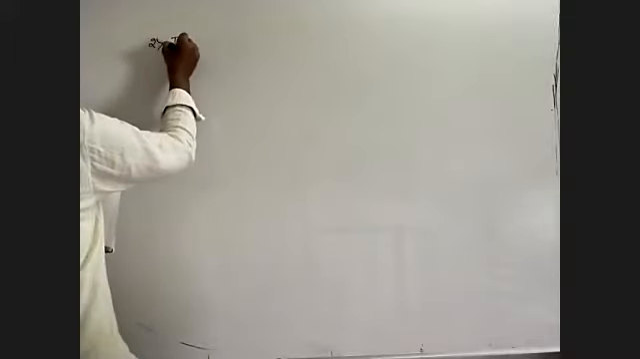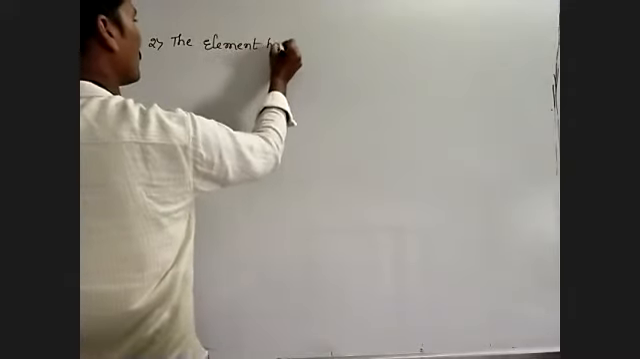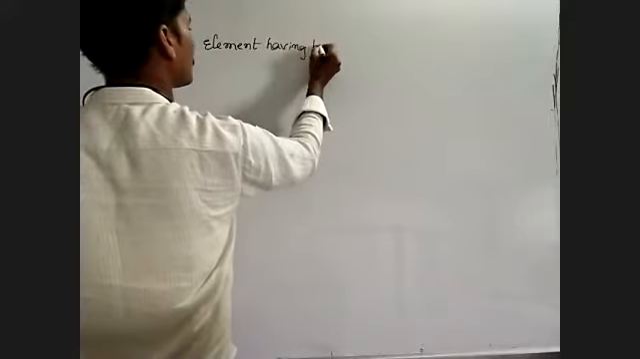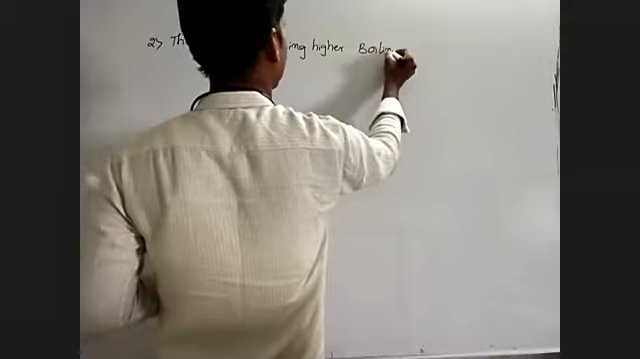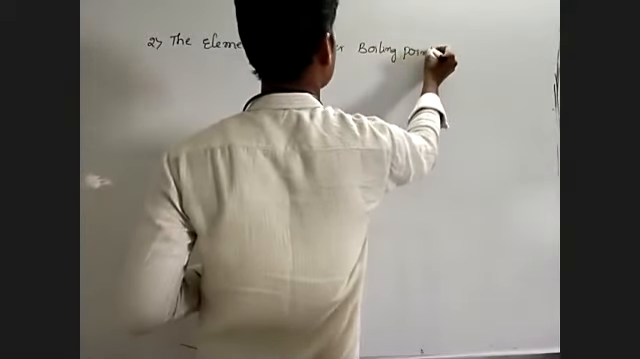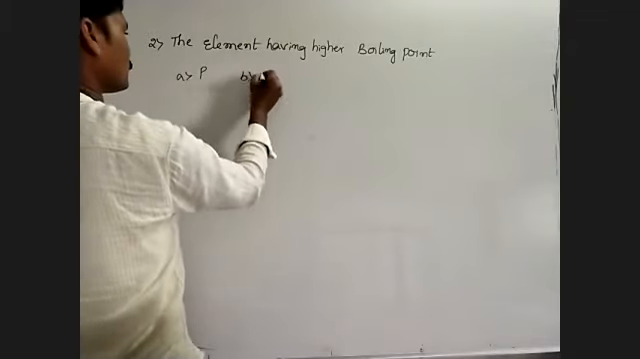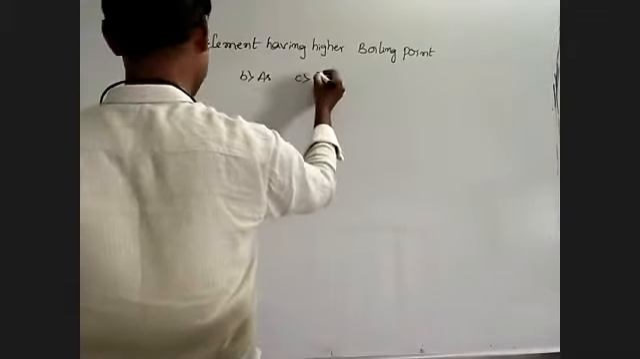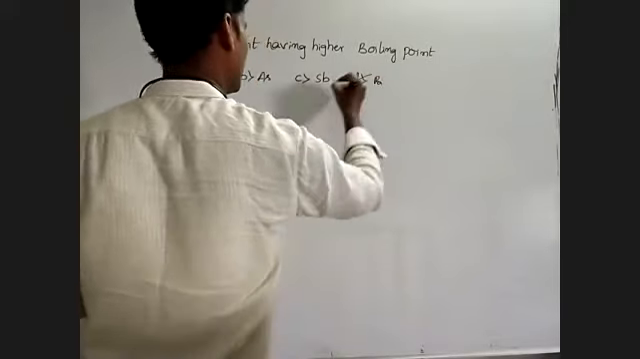So you see, second one, the element having the higher boiling point. Option A, phosphorus. B, arsenic. C, antimony. D, bismuth. So bismuth is the right one.